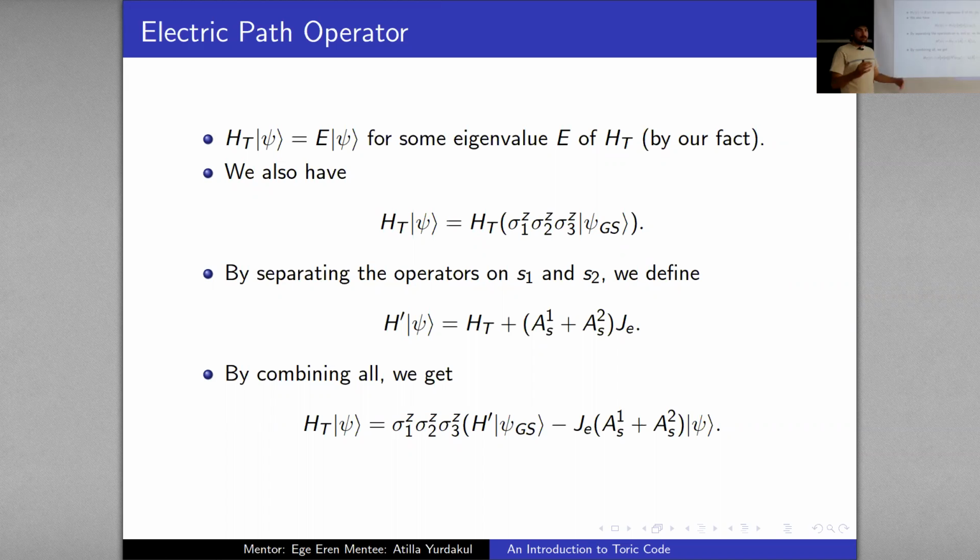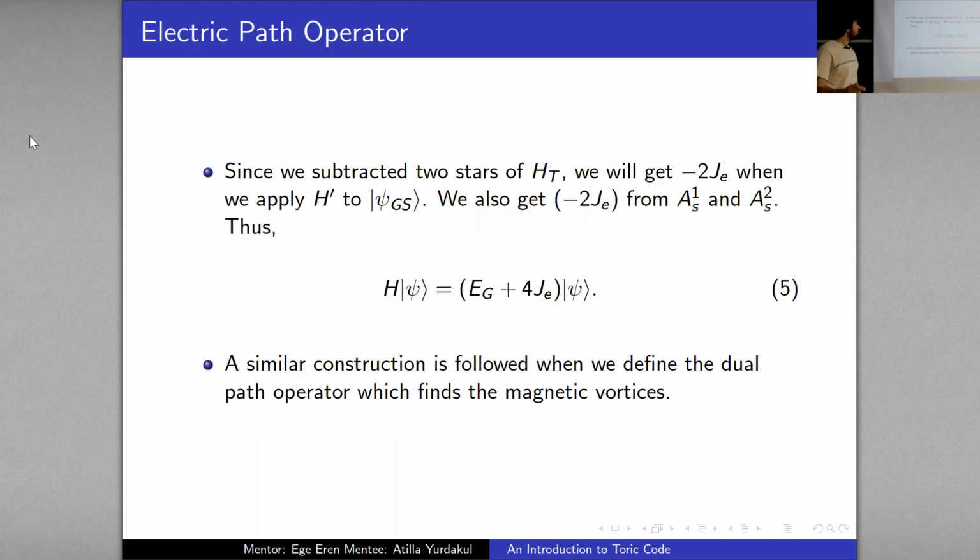By separating the operators on S1 and S2, we define H prime, and when we apply it to psi, we get this. By combining all, we get this, which gives us this. And what does this mean?